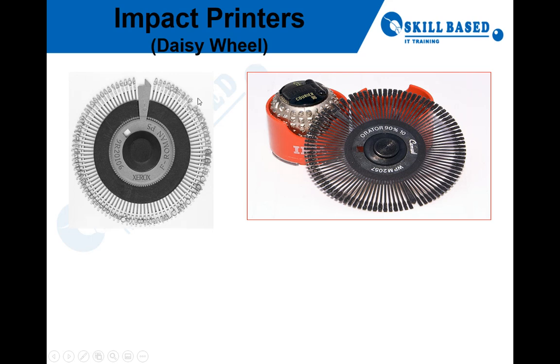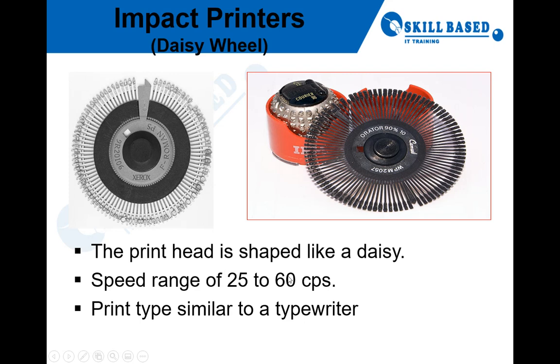Other than using the daisy mold, we also have what we call templates. Usually what you see here is the font types, like Roman, and this one is other types of font. Other than the daisy wheel shape, you also have a golf ball shape, where all these templates are printed on the surface of the golf ball. This is also considered a daisy wheel printer. For daisy wheel printers, the print head is shaped like a daisy, which is where the name came from.